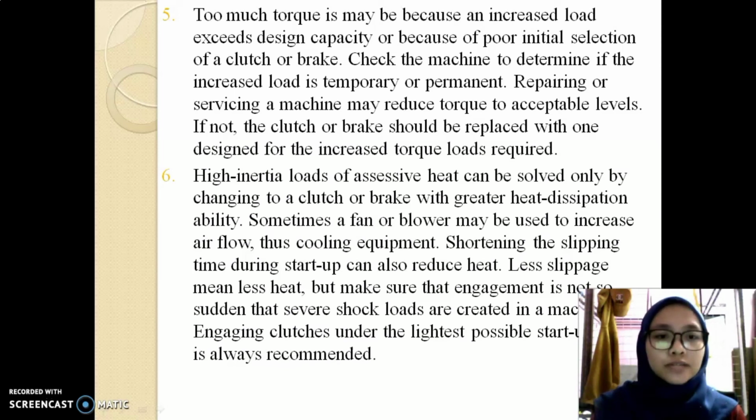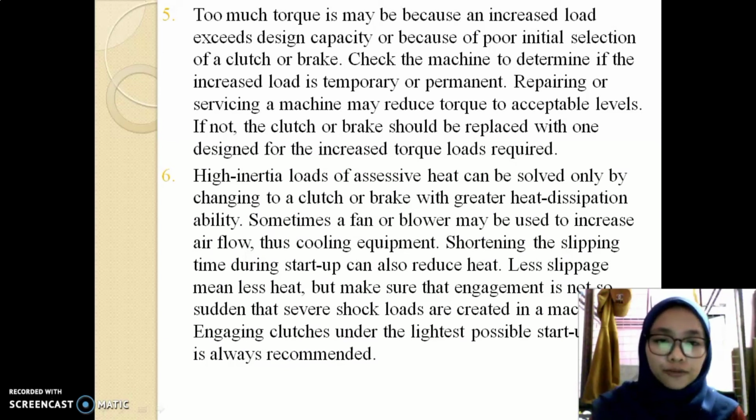Repairing or servicing a machine may reduce torque to an acceptable level. If not, the clutch or brake should be replaced with one designed for the increased torque loads required. Okay, lastly, the high initial loads or excessive heat can be solved only by changing to a clutch or brake with greater heat dissipation ability.